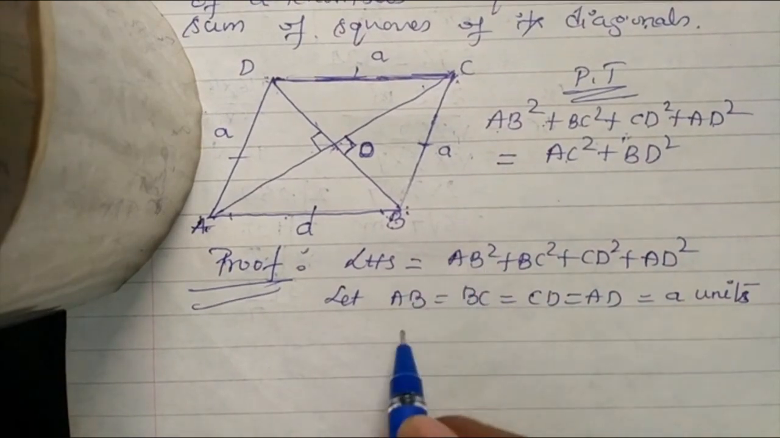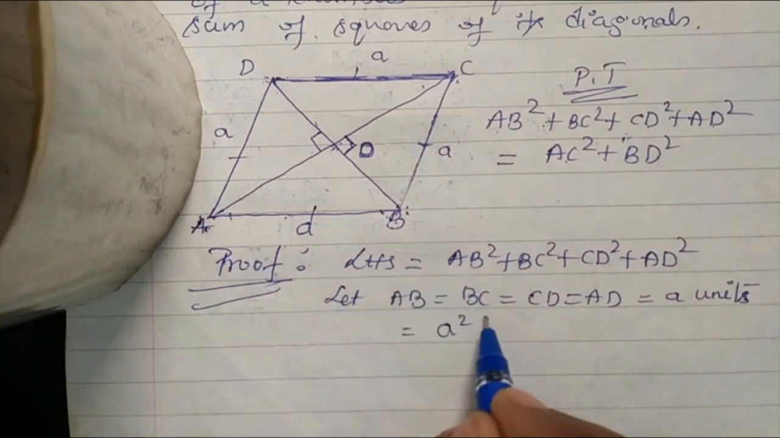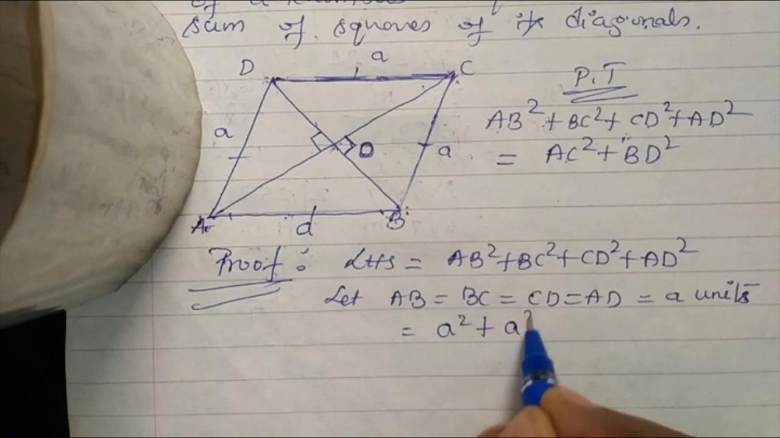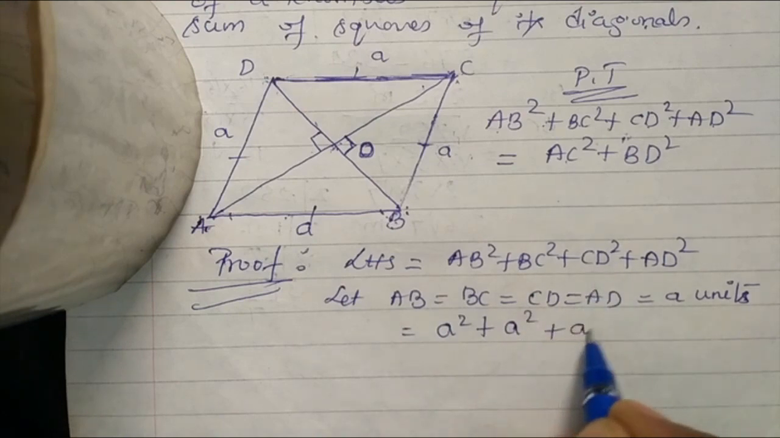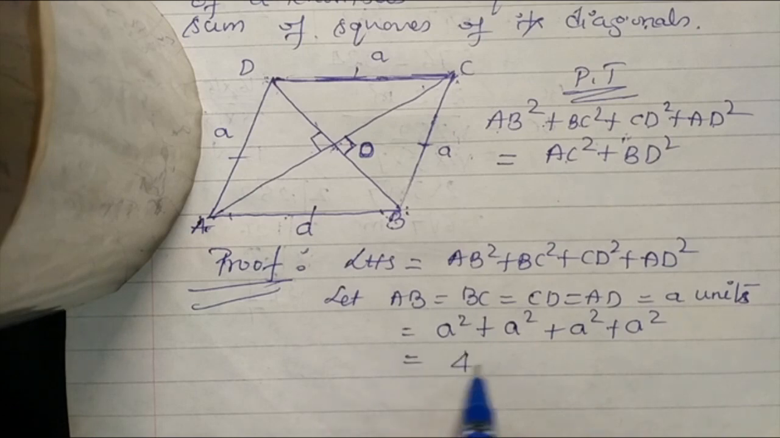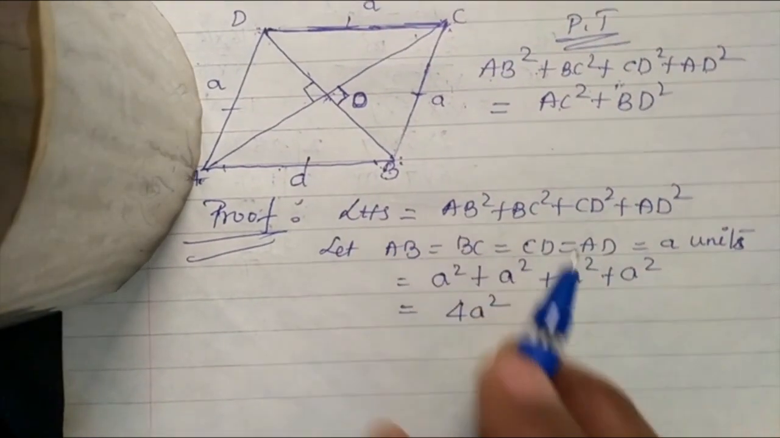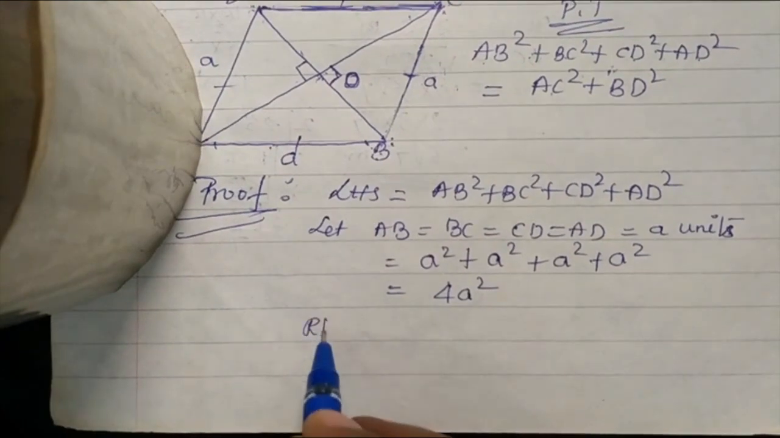Therefore, AB square is what? A square, because AB length is A, right? A square plus BC length also A, all four sides are equal. CD length also A square. AD length also A square. It becomes 4A square. So we got 4A square on the LHS. Now we go for RHS.